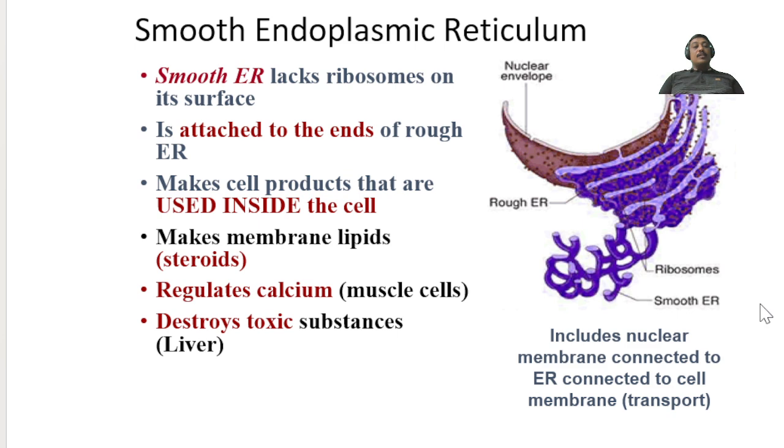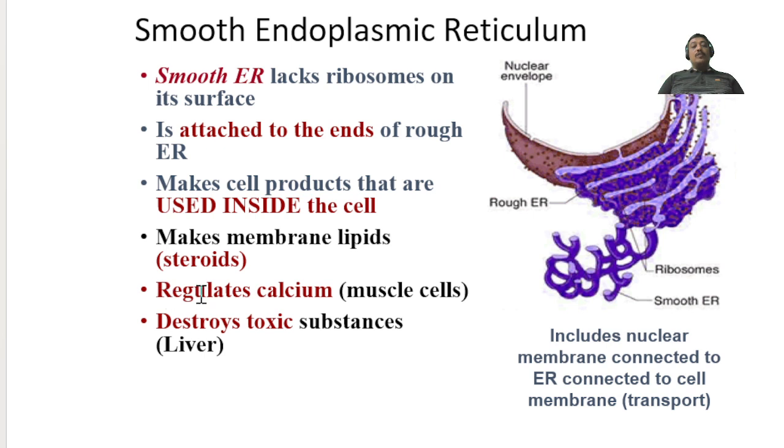Next we have smooth endoplasmic reticulum, which, as I already told you, lacks the organelle called ribosome. So we call that smooth endoplasmic reticulum. And what does this smooth endoplasmic reticulum do? It makes membrane lipids, which we call steroids. In the second unit, I'll be discussing in detail what steroids are.